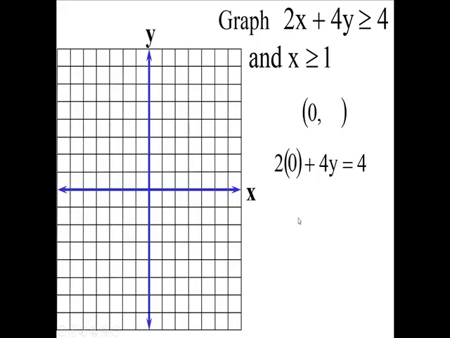2 times 0 is 0. 0 plus 4y is 4y. Divide both sides of the equation by the coefficient, the 4, and then you'll have y equals 1. So when x is 0, y is 1. So we have our very first point right here, known as the y-intercept.